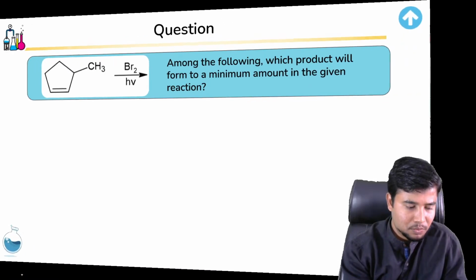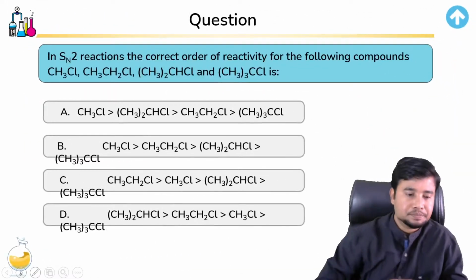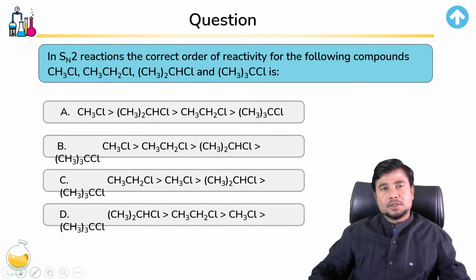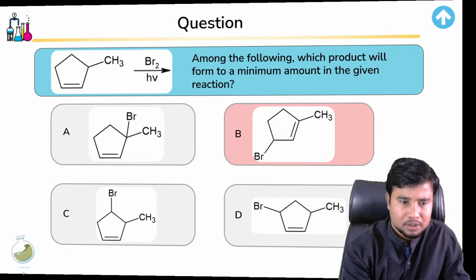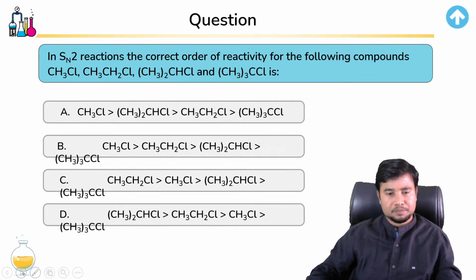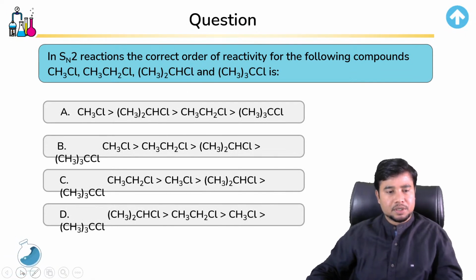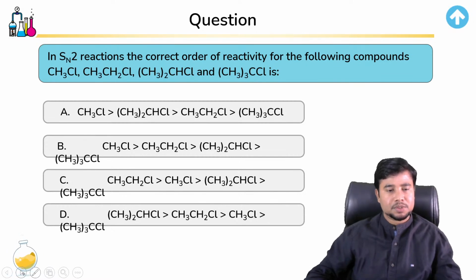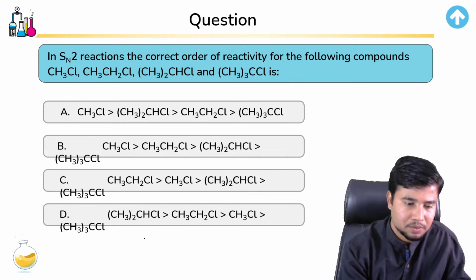Okay, so let us just move further and try to understand more about it. This is the minor product, the least possible prepared product. In SN2 reactions, what is the correct reactivity order of the following compounds: CH3Cl, CH3CH2Cl, and so on? So we would need to understand how we would find this out, right? So let us just check it out.